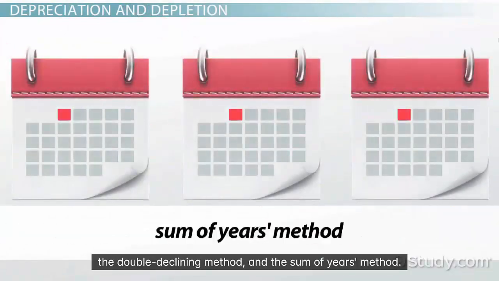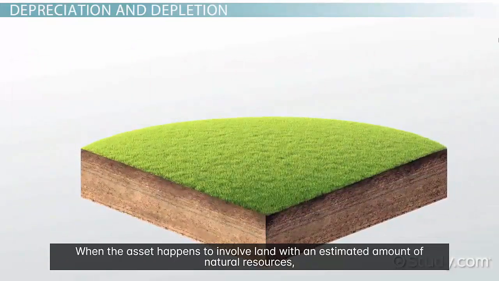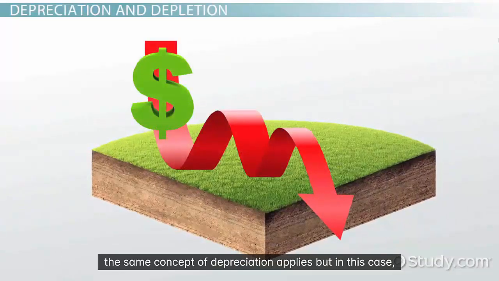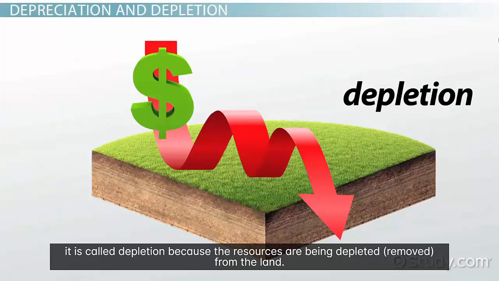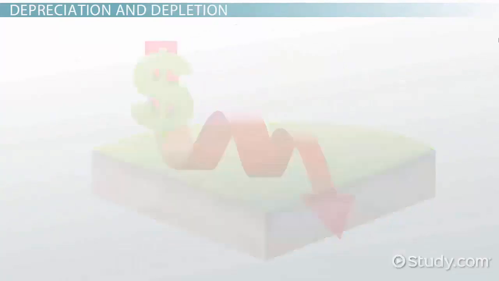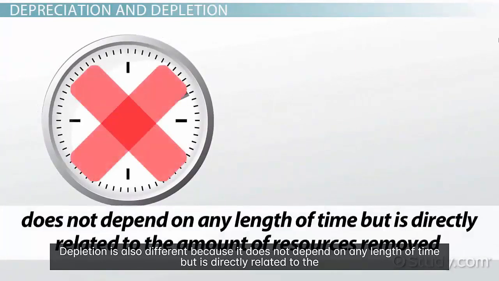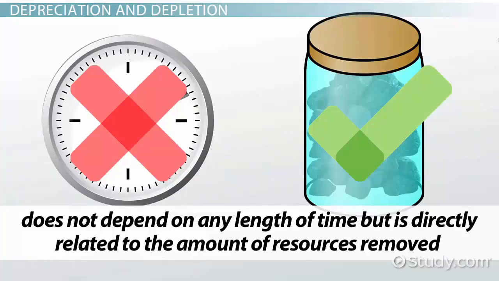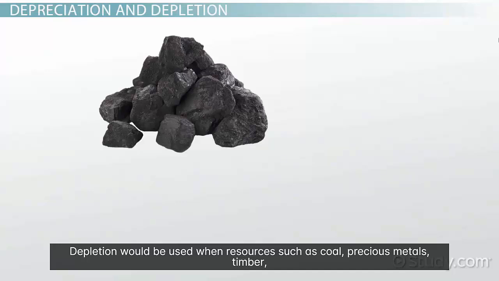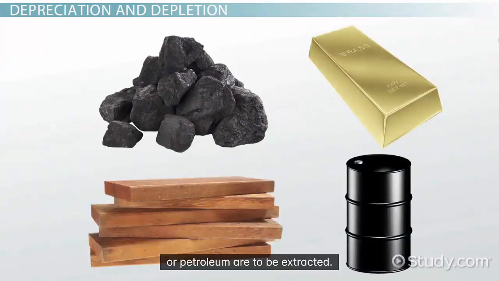sum of years method. When the asset happens to involve land with an estimated amount of natural resources, the same concept of depreciation applies, but in this case, it is called depletion because the resources are being depleted, removed from the land. Depletion is also different because it does not depend on any length of time, but is directly related to the amount of resources removed. Depletion would be used when resources such as coal, precious metals, timber, or petroleum are to be extracted.